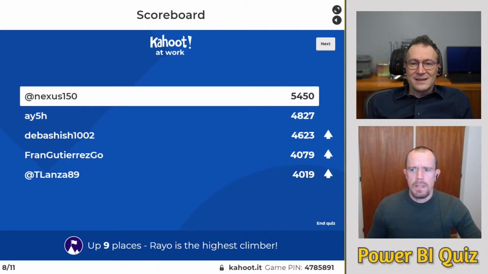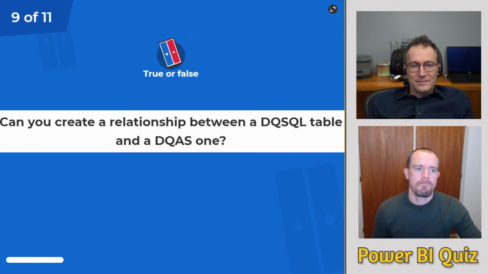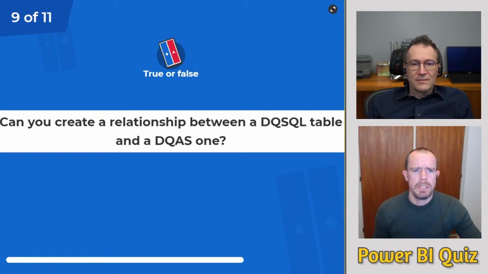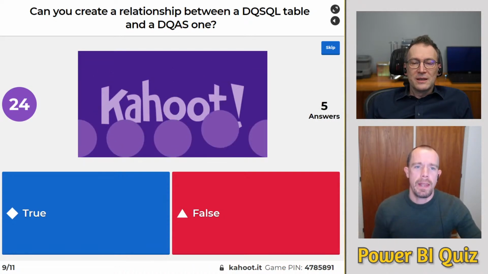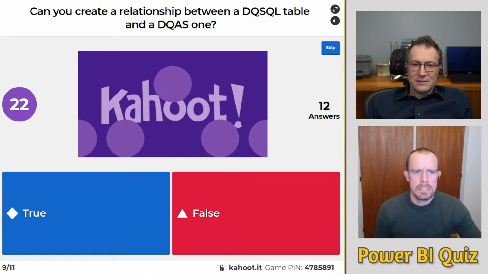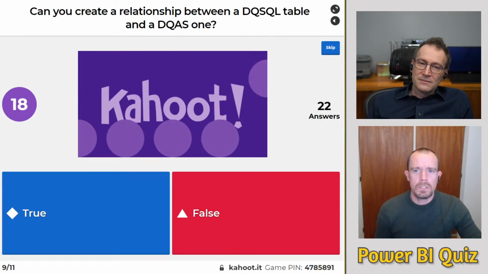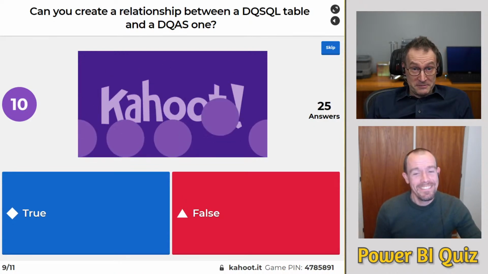So let's have the next one. True or false? Can you create a relationship between a direct query SQL table and a direct query analysis services one? Actually, we asked whether you can create the relationship. We could have asked, is it expected to work?